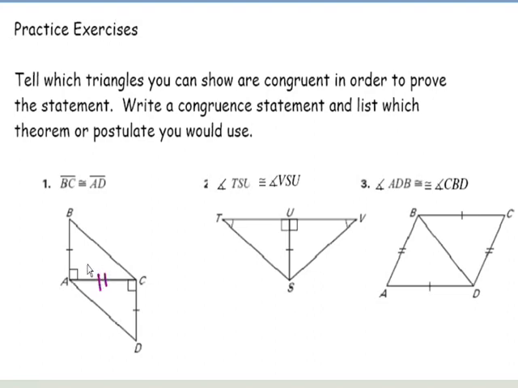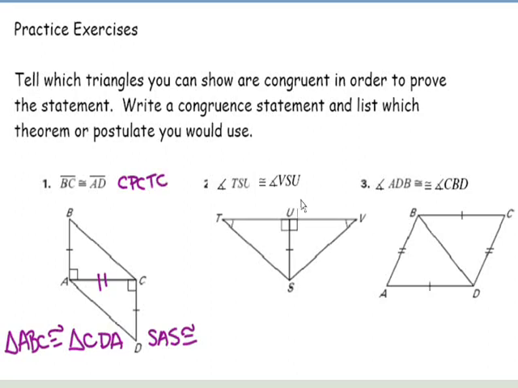Therefore, I do have enough information to prove these two triangles congruent, so I have triangle ABC is congruent to triangle CDA, and the reason for that is side angle side congruence. Once I've made this statement, then if I were doing a proof, I could go ahead and make this statement, and I could say that segment BC was congruent to segment AD, and the reason for that would be CPCTC.